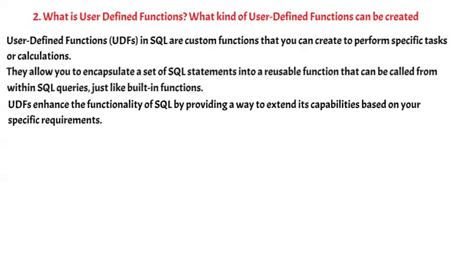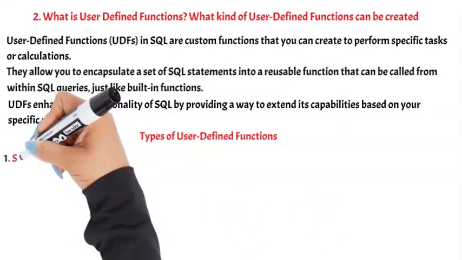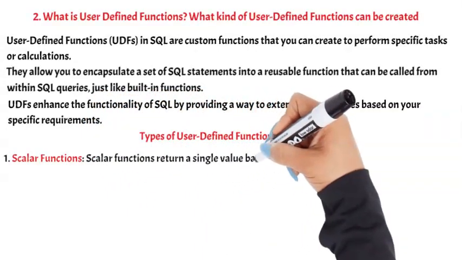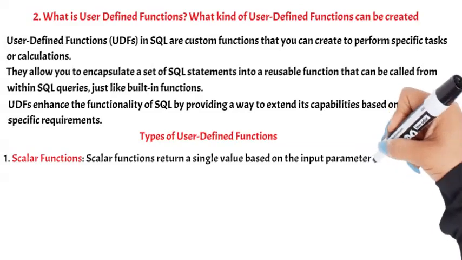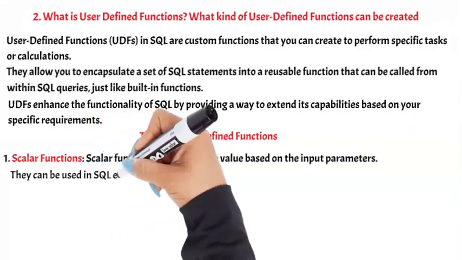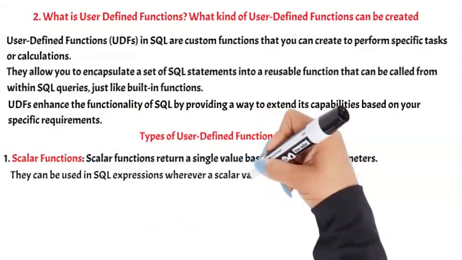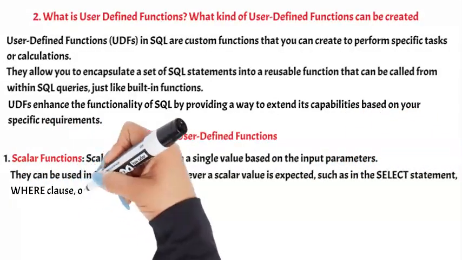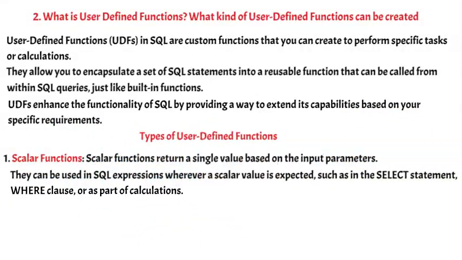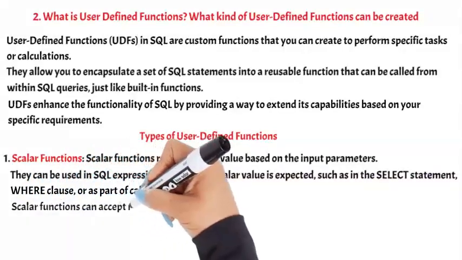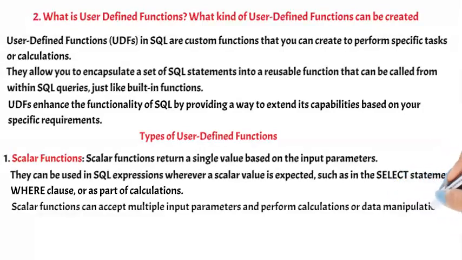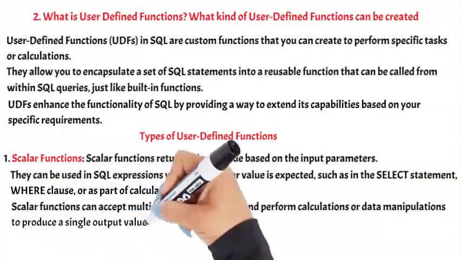There are 3 types of user-defined functions that can be created in SQL. 1. Scalar functions. Scalar functions return a single value based on the input parameters. They can be used in SQL expressions wherever a scalar value is expected, such as in the select statement, where clause, or as part of calculations. Scalar functions can accept multiple input parameters and perform calculations or data manipulations to produce a single output value.